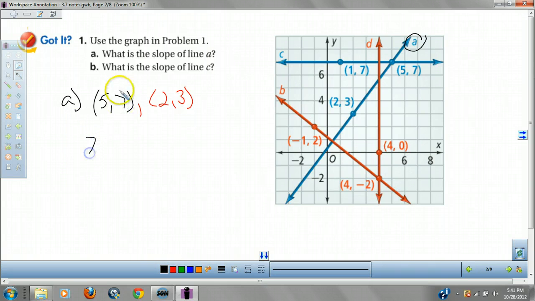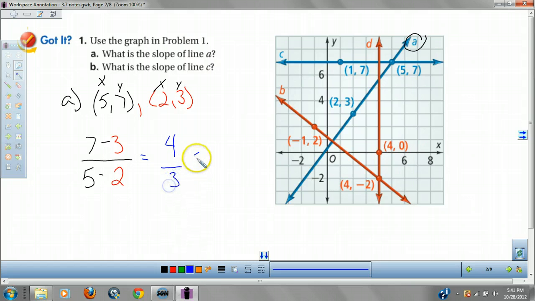So I take my y coordinates, and I go 7 minus 3 over. Now since I use this y first, I have to use that point's x first. So I'm going to go 5 minus 2, which equals 7 minus 3 is 4. 5 minus 2 is 3. So my slope is 4/3. Okay? M for mountain, for slope of the mountain.